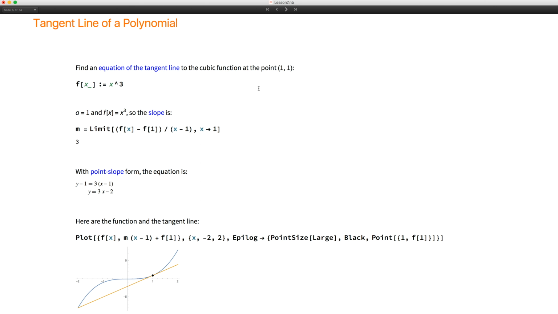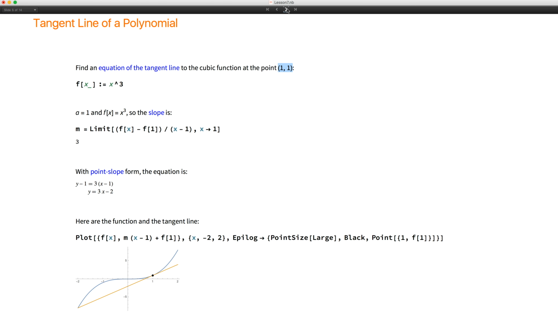Just to summarize, given a point on a curve, what you do is you first work out the limit of this quotient over here. You get the slope. That slope can be used to find the equation of the line, and that line is then the tangent line. So it's slope times x minus x1 plus y1 in this plot over here.